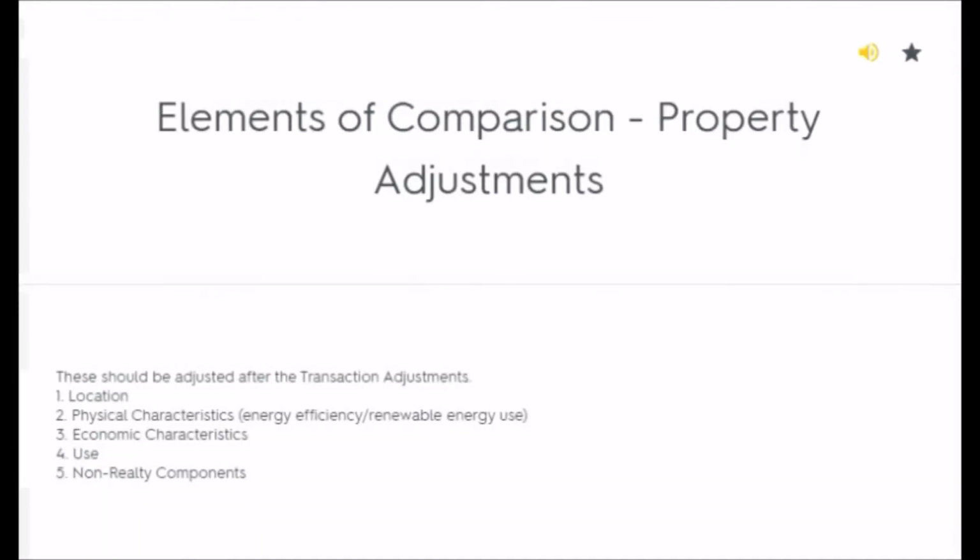Elements of comparison. Property adjustments. These should be adjusted after the transaction adjustments. 1. Location. 2. Physical characteristics. 3. Economic characteristics. 4. Use. 5. Non-realty components.